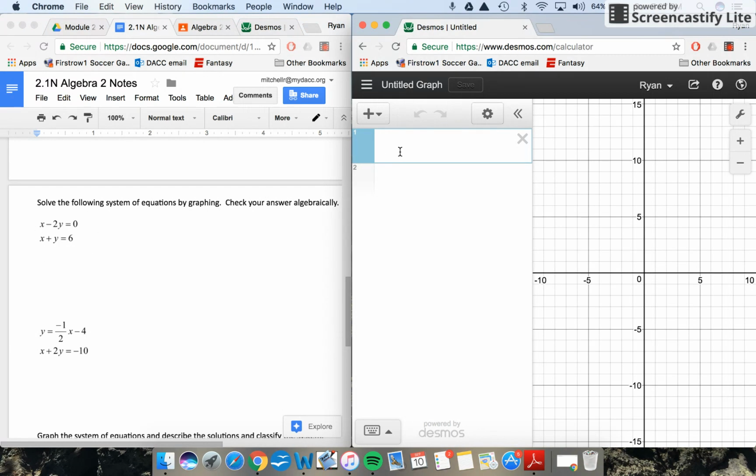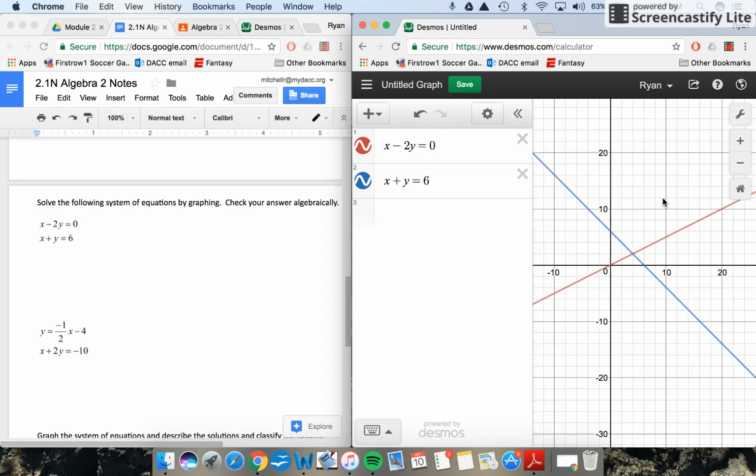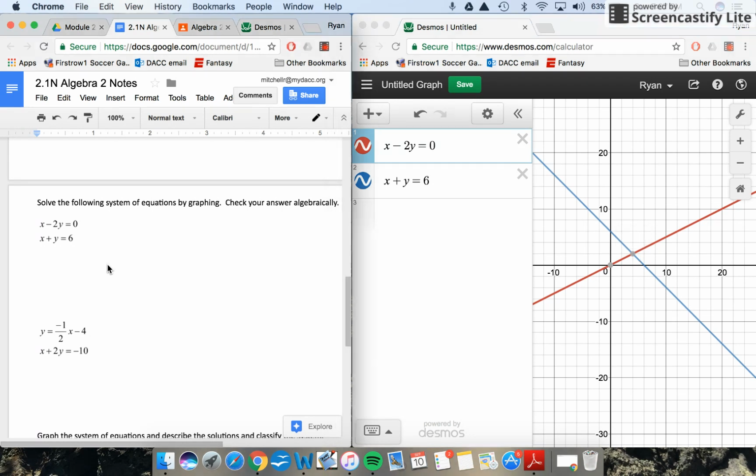So I'm going to take these two equations, x minus 2y equals 0, x plus y equals 6. Now I'm going to graph them. You can zoom out, you can move the graph around, whatever you need to do to see. It'll show you the exact intersection point. So our intersection point is 4, 2, or x equals 4, y equals 2.